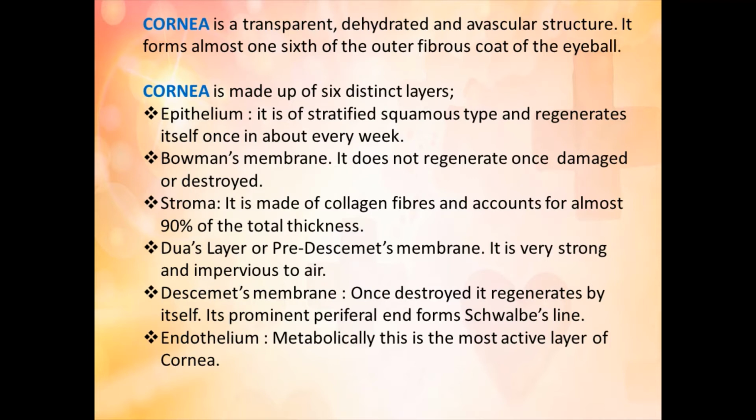Stroma. It is made of collagen fibers and accounts for almost 90% of the total thickness. Dua's layer or pre-Descemet's membrane. It is very strong and impervious to air. Descemet's membrane. Once destroyed, it regenerates by itself. It's prominent, peripheral, and forms the Schwalbe's line. Endothelium. Metabolically, this is the most active layer of the cornea.